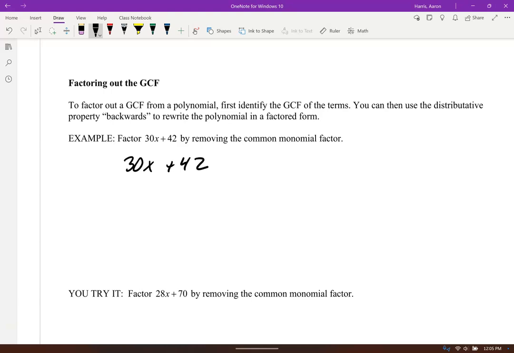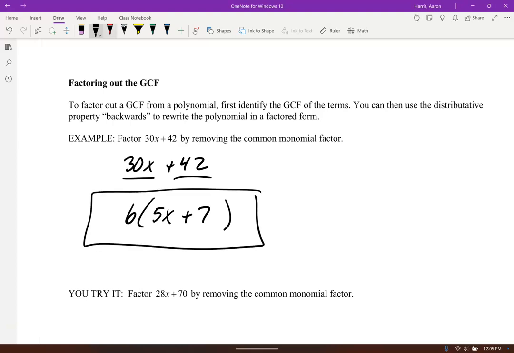you say, well, what's the greatest common factor of 30x and 42? And you say, well, the greatest common factor is a 6. So what would be left over? Well, 30x divided by 6 is 5x, and 42 divided by 6 is 7. And that's how you would factor that.